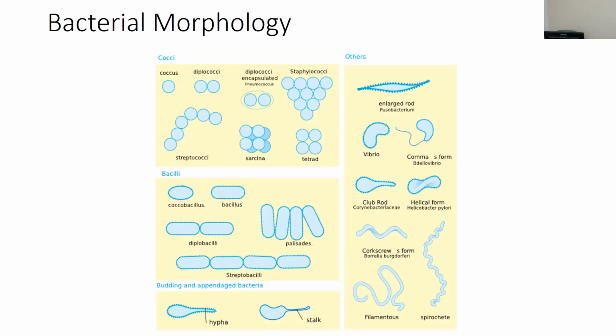So we definitely have our coccus, our diplococcus, our diplo-encapsulated cocci. That may start to kind of look like a coccobacillus a little bit. We get our strep in chains, we get our staph in our cluster of grapes. Okay, we might have some over here, like a helical form, Helicobacter pylori.